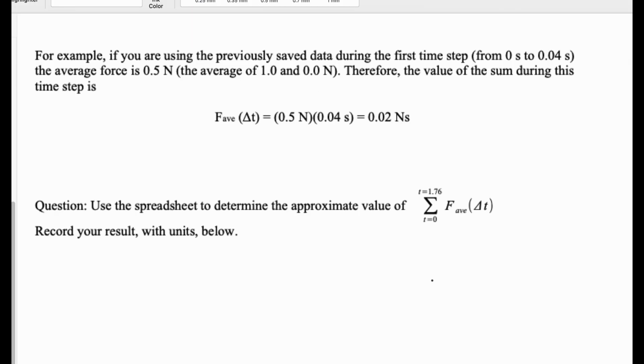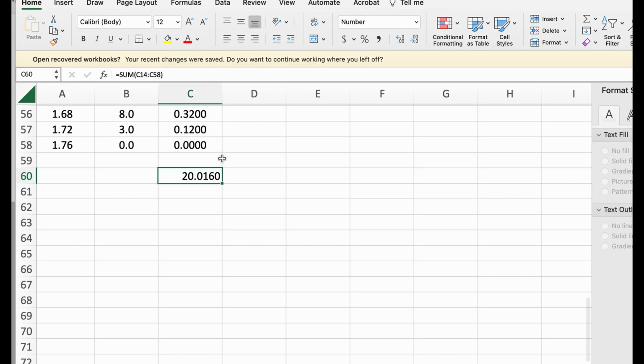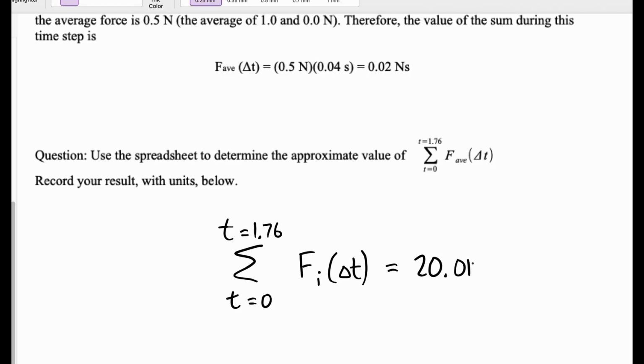I'll write that down here. Sigma means the sum from time of 0 to the end of the interval of our force. I'm going to use the initial force times delta t. Mine came out to 20.016. The units will be Newton seconds because we are multiplying a force times a time.